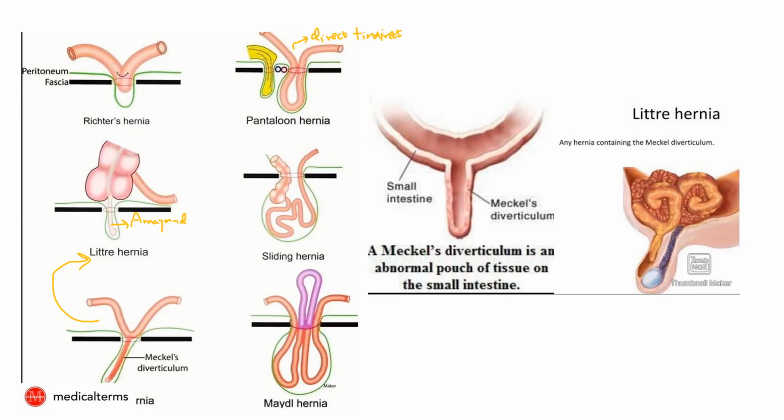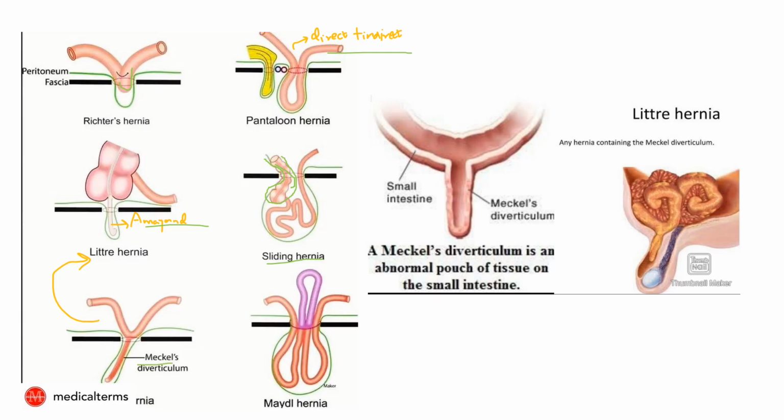Now these are different types of hernia. Richter hernia is when only part of the bowel loop is inside the sac. It can very well get strangulated without getting obstructed. Pantaloon hernia is direct plus indirect inguinal hernia. Amyand hernia is when you have the appendix. Sliding hernia is when you have the colon as part of the sac.